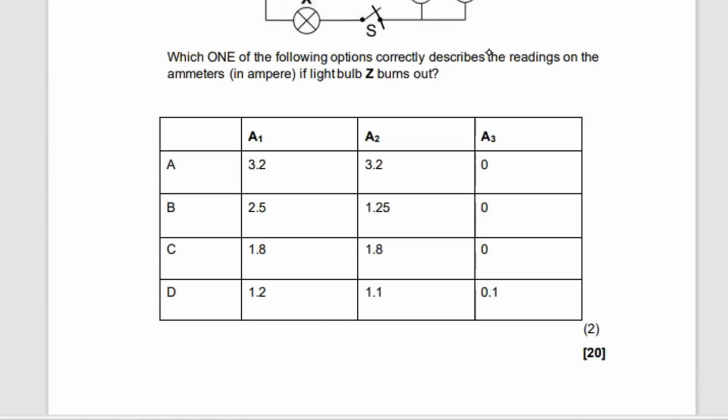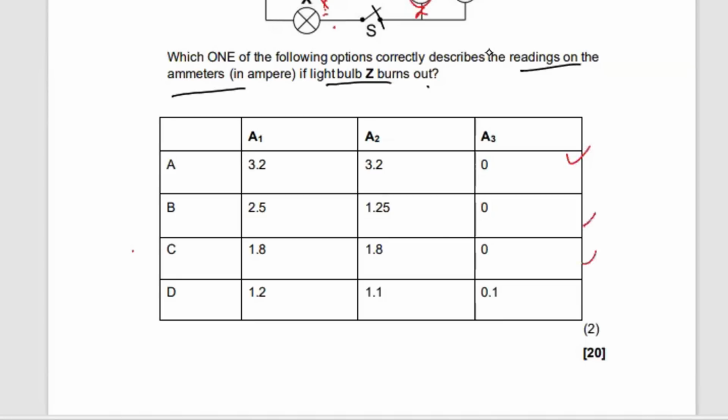Which of the following options correctly describes the readings on the ammeters if Z burns out? Now, if it happens that Z burns out, okay, Z is gone. All the current is now going to be channeled through this X and then the Y. And since X and Y are going to be in series, the current is going to stay the same. So we expect a 2.5 by this ammeter reading, which is the total current. And then we also expect a 2.5 by the ammeter reading A2, and then 0 current there.